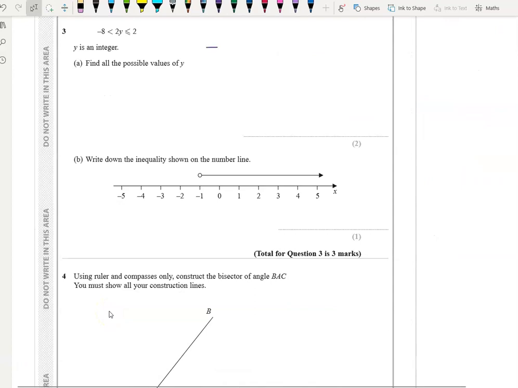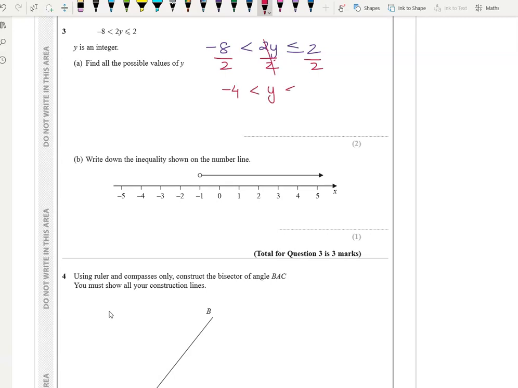-8 less than 2y less than or equal to 2. We call it a compound inequality. Now you want to find the value of y, so we need to eliminate 2. What we'll do is divide by 2. So -8 divided by 2 is -4, less than 2y divided by 2 will get cancelled, you get y, less than or equal to 2 divided by 2 is 1.